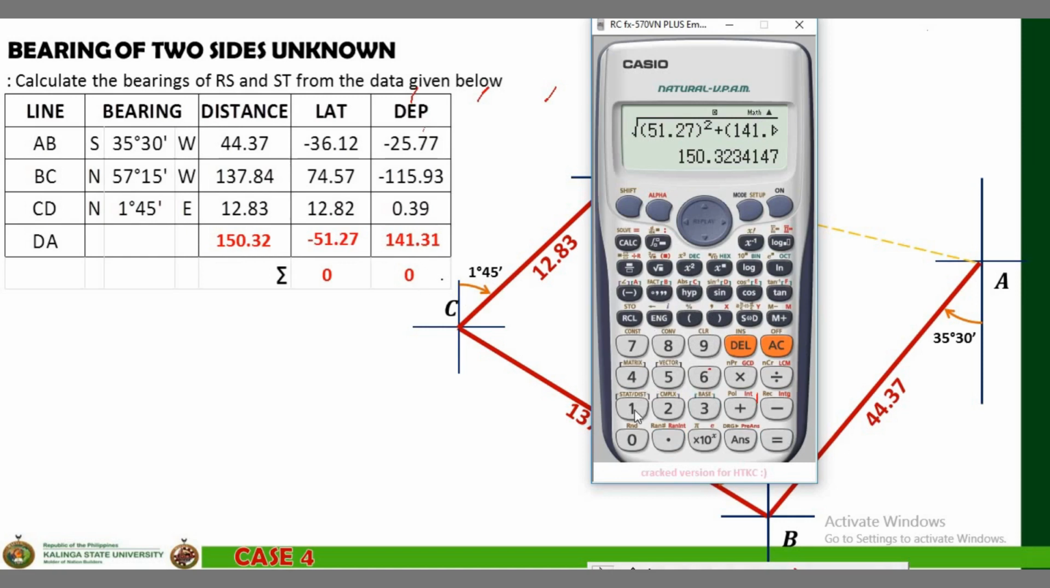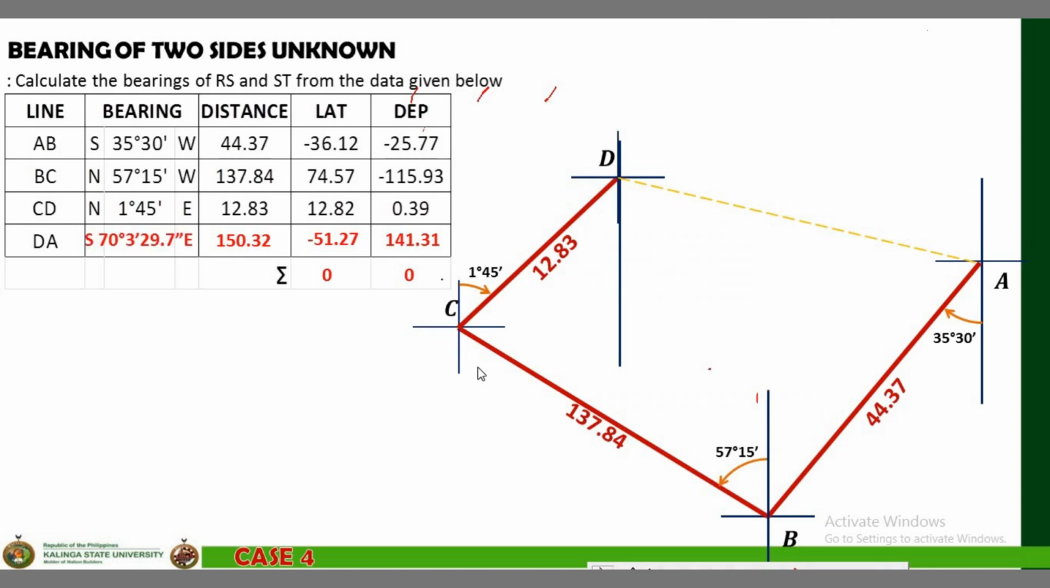How do we get the bearing? Departure divided by latitude. So that is 141.31 divided by 51.27, and take the arc tangent, which is equal to 70 degrees, 3 minutes, 29.7 seconds. Why south? Because the latitude is negative. East, because the departure is positive. That is just the closing line DA. That is not yet the final answer.